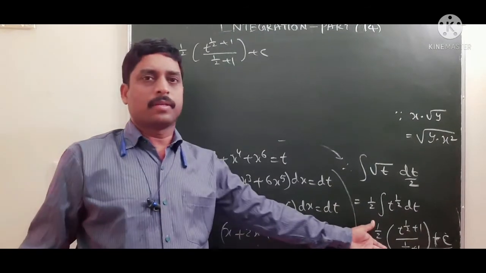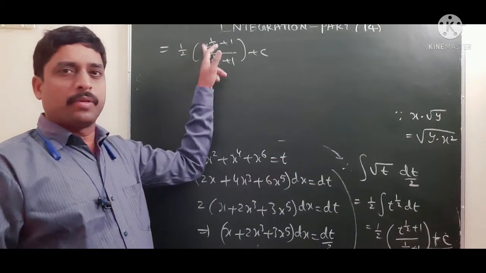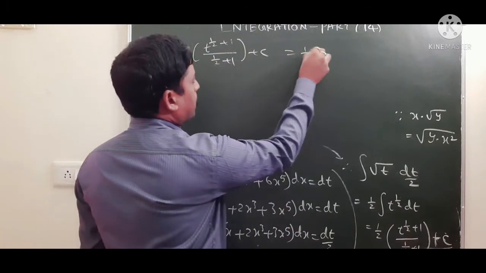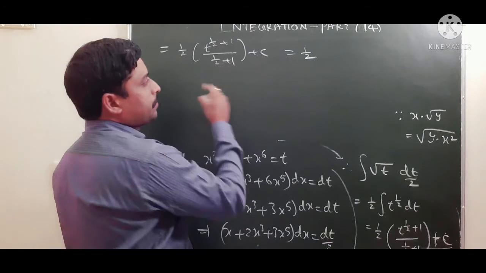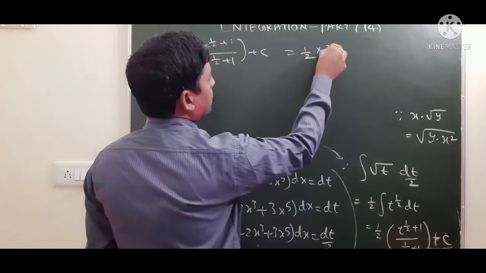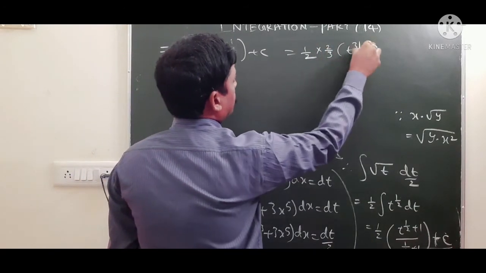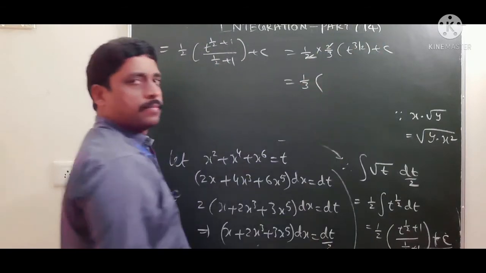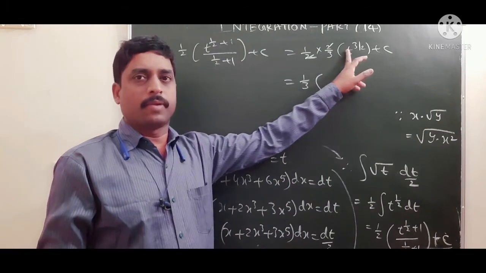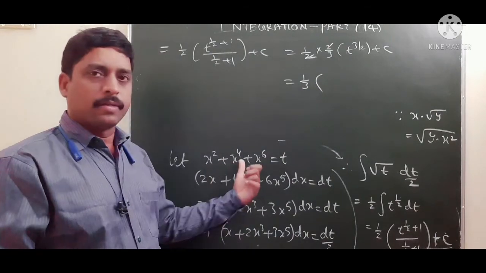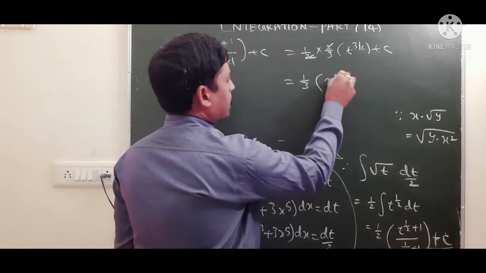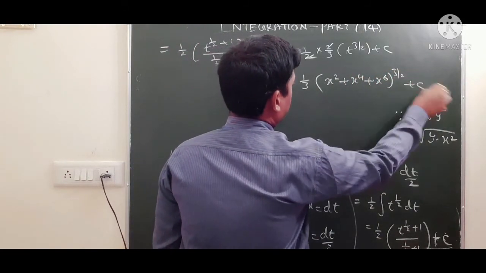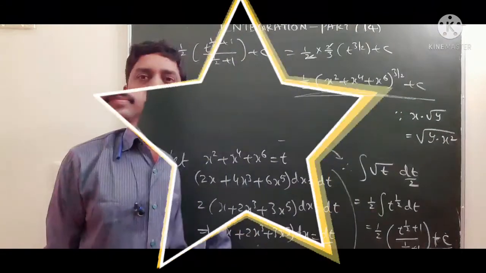Okay, this continuation 1 by 2 times of t to the power 1 by 2 plus 1 by 1 by 2 plus 1. This is equal to 1 by 2 times of, this is 3 by 2. 3 by 2 means 2 by 3 into t power 3 by 2 plus c. 1 2 get cancelled. 1 by 3 into, in the place of t we should write x square plus x to the power 4 plus x to the power 6, power 3 by 2. This is the final answer.